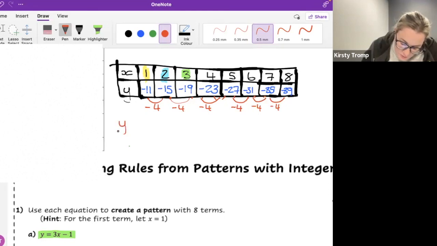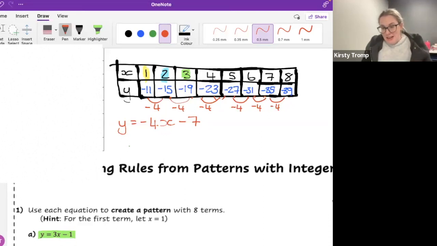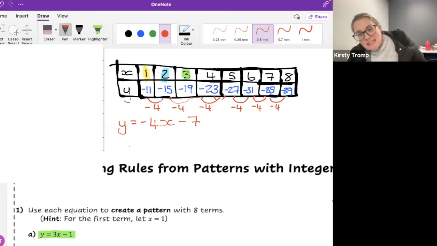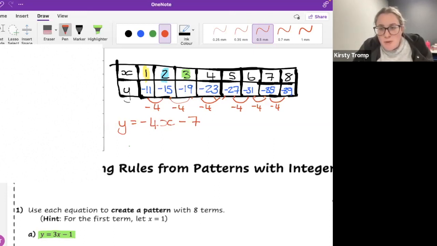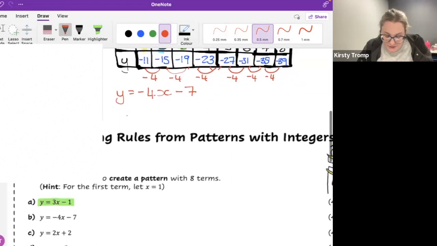So I'm going to say y is equal to minus 4x, and then minus 7. Be careful, I'm going to say minus 7. All right. Thank you so much, Kemo. All right, guys, so there I have my table. I put my numbers in and I can work out what my rule is, even though they had already given it to me.